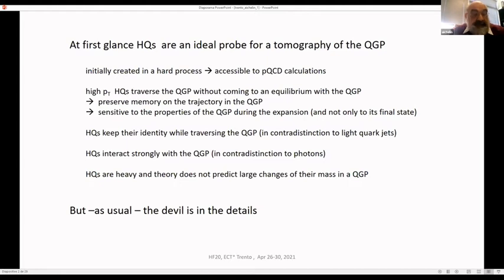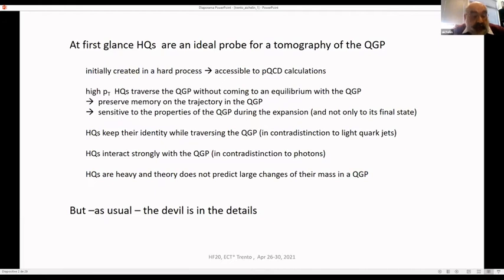Furthermore, the heavy quarks keep their identity while traversing the quark-gluon plasma, in contradistinction to jets, which can convert a quark into a gluon, for example, but heavy quarks basically do not do this. They just pass the plasma without being converted into other particles. They are interacting strongly with the quark-gluon plasma, in contradistinction to photons, so they can be a better messenger for the interaction with the plasma constituents.